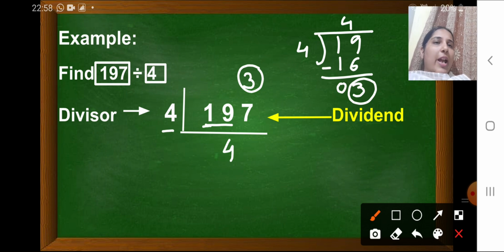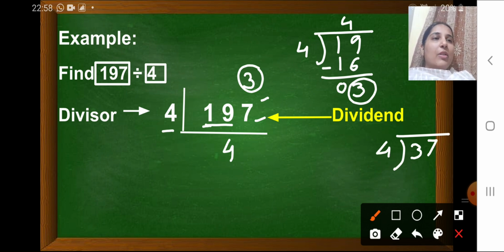So now what do we have? 3 7, 37. So now when we will divide this 37 again by the divisor 4, how many times will go? 4 8s are 32, 4 9s are 36, 4 10s are 40. That will be more than 37. So how many times? 4 9s are 36.